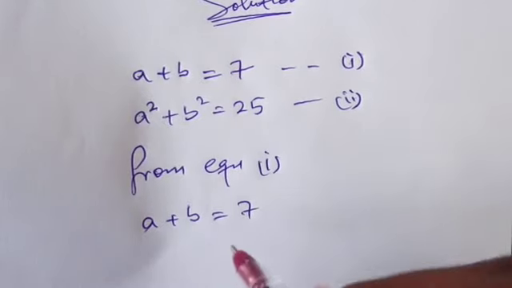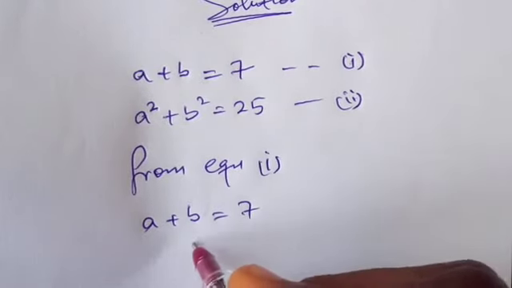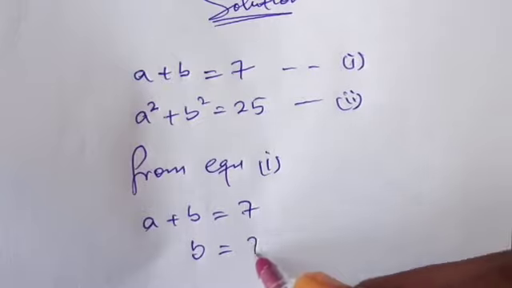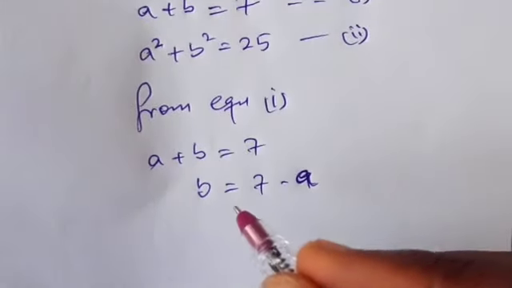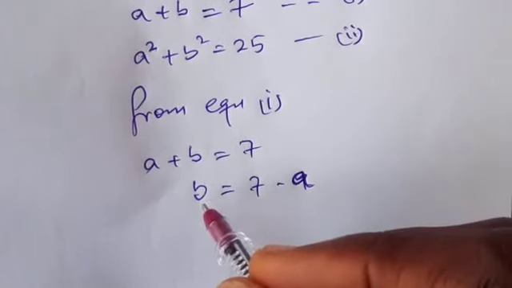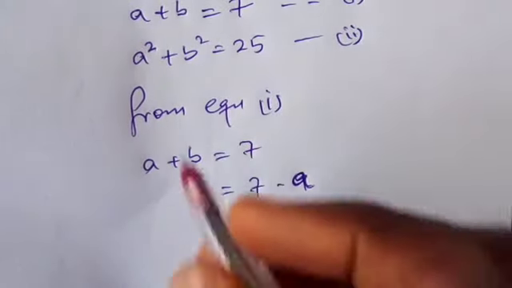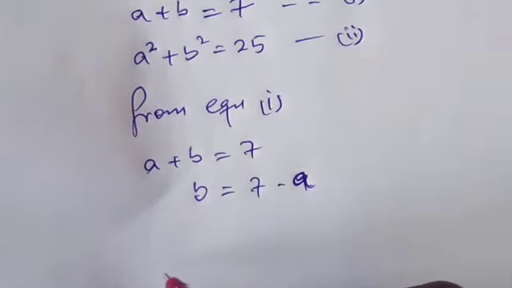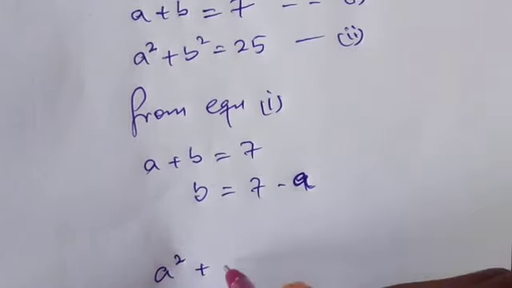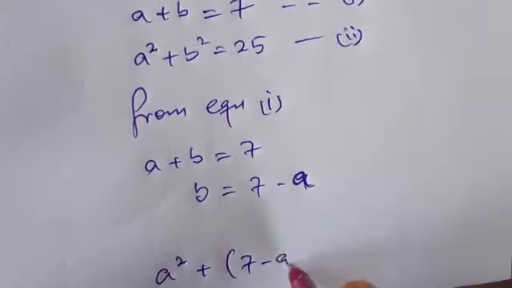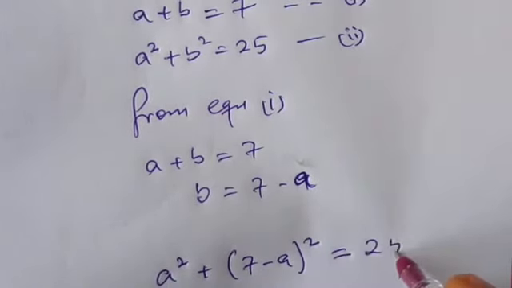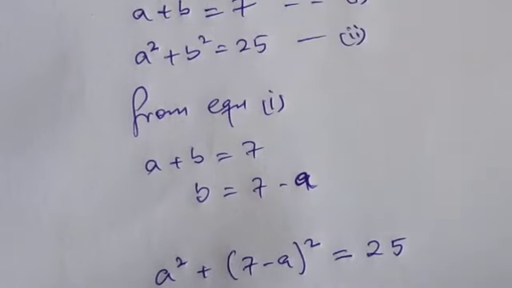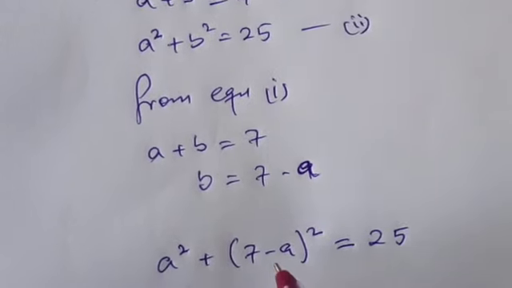Let's make b the subject of the formula. So we have b equals 7 minus a. Now, let's input this b in equation 2. So our equation 2 will now become a square plus our b, which is now 7 minus a, raised to power 2 equals 25. Now let's open this bracket.